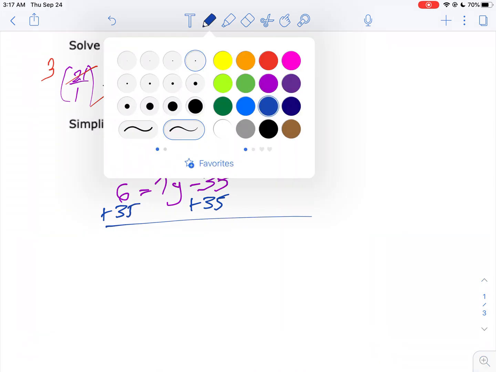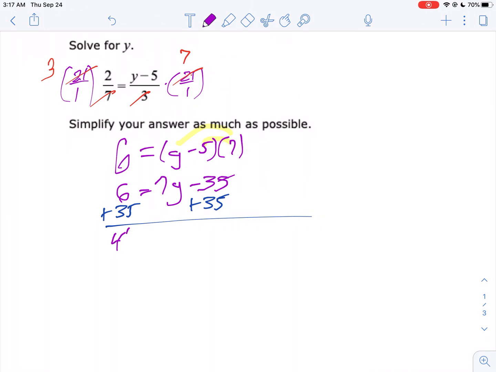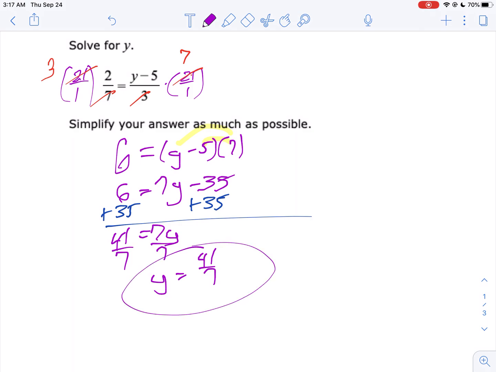35 plus 6 is 41 equals 7 times y. We'll divide both sides by 7. y equals 41 over 7. Don't do a mixed number. Just do 41 over 7, and you're done. Because by changing to a mixed number, that's just one more step where you could make a careless error. So I would just leave it as 41 over 7.